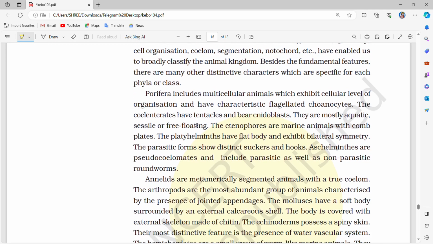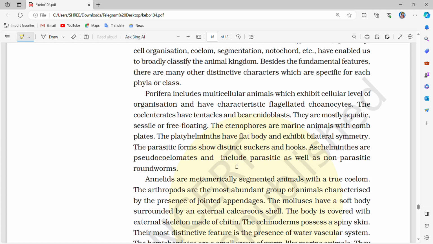Porifera includes multicellular animals which exhibit cellular level of organization and have characteristic flagellated choanocytes. The coelenterates have tentacles and bear cnidoblasts. They are mostly aquatic, sessile or free-floating. The ctenophores are marine animals with comb plates. The platyhelminths have flat body and exhibit bilateral symmetry. The parasitic forms show distinct suckers and hooks.